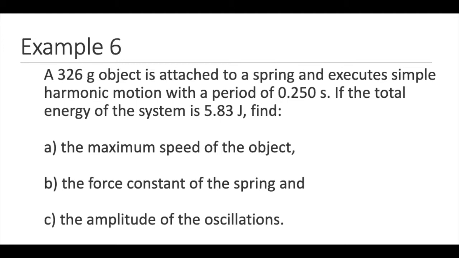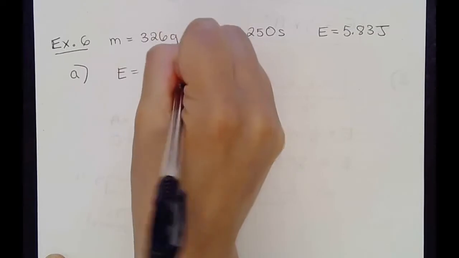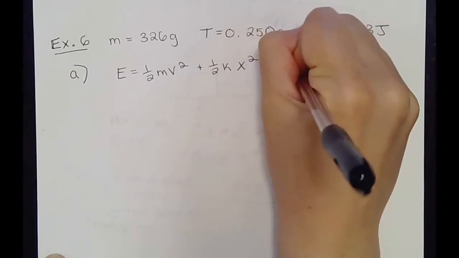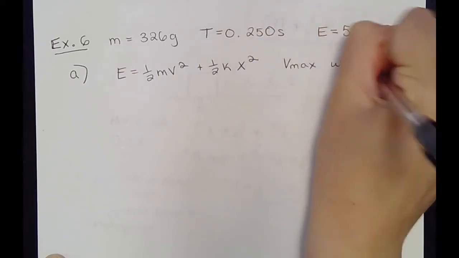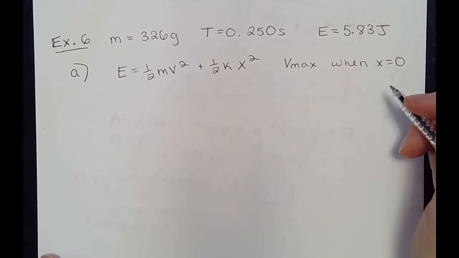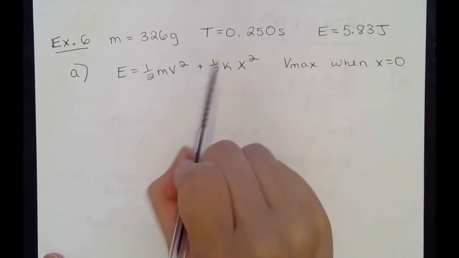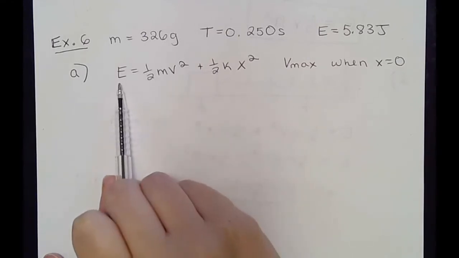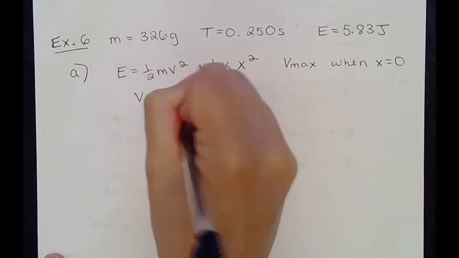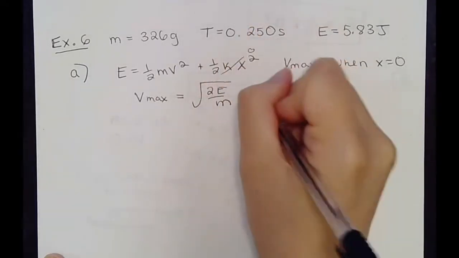Okay, so for A, we want the maximum speed. So looking at this equation for the energy of the system, we know that Vmax occurs when x equals 0. Logically, we know that it's moving the fastest when it's moving through its equilibrium position. However, we can also see that from this equation here, that when we have x equals 0, the speed will be the highest since E is constant. So then we get Vmax will equal the root of 2E over m, since this term is 0.